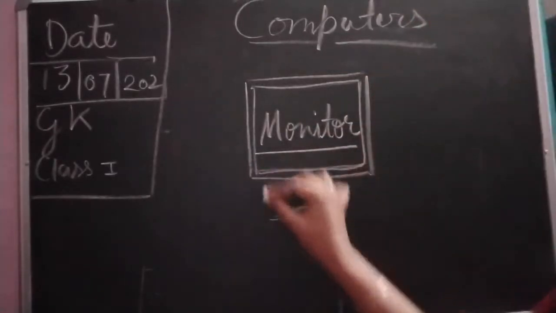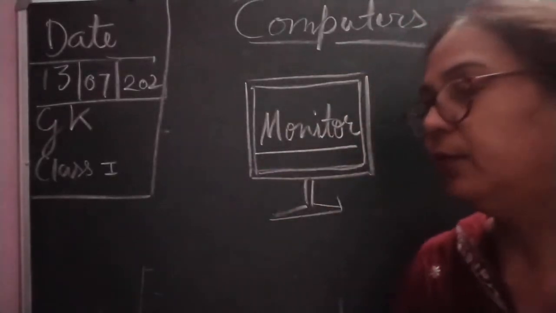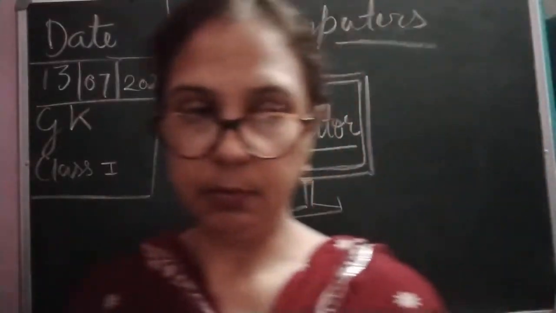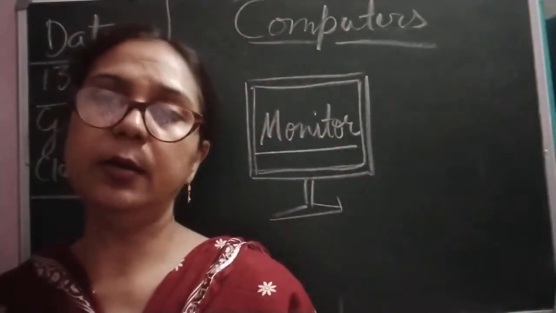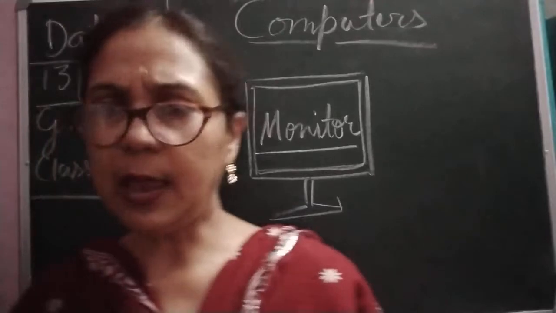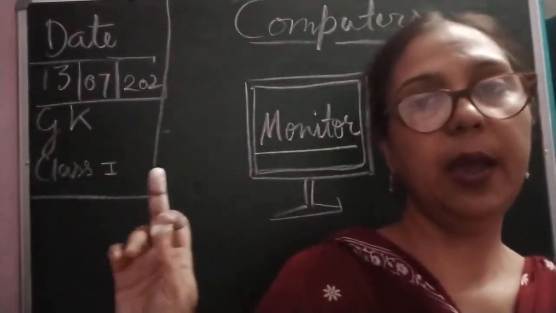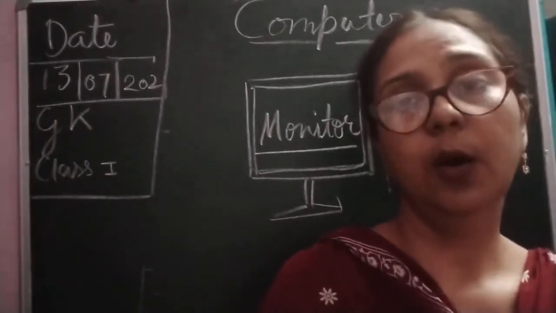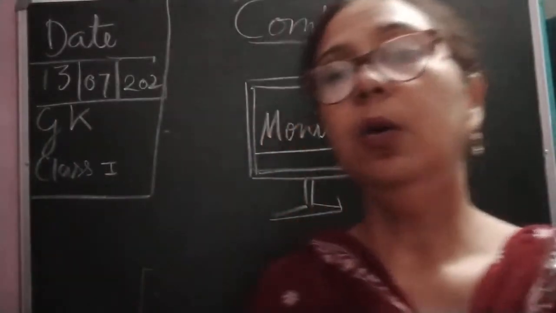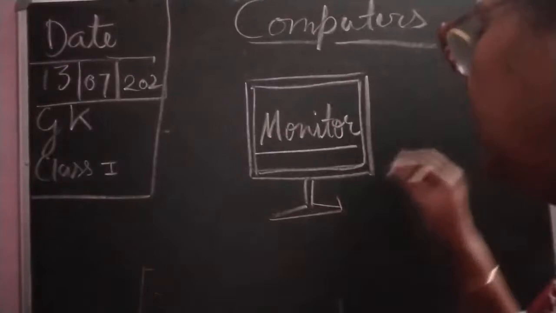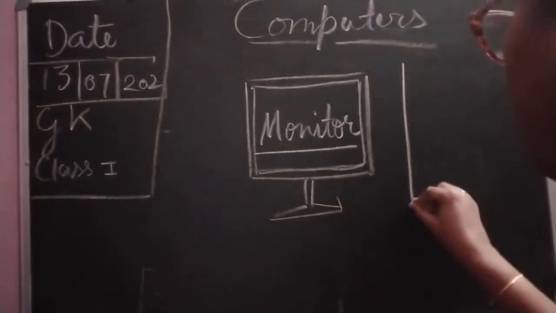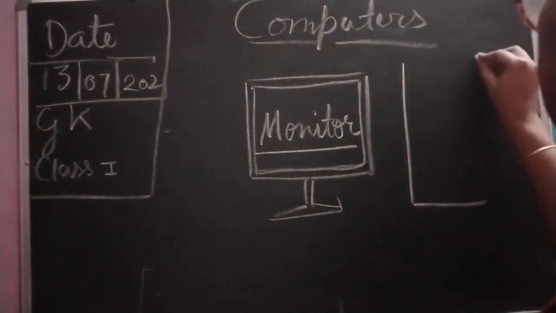It might be having a square screen. Maximum you can see it's always having a square screen. Okay children, so now we are moving to see what the other part of the computer is.